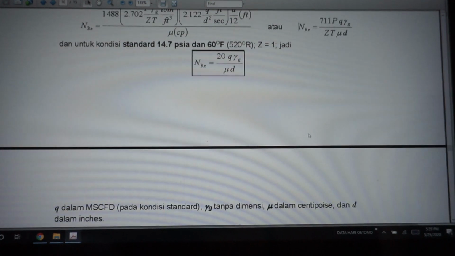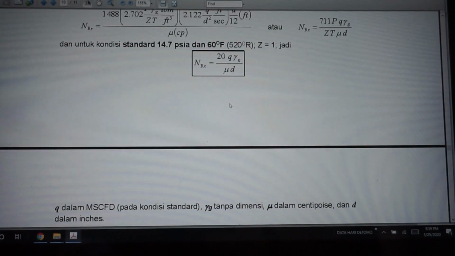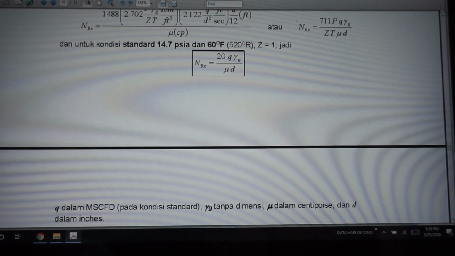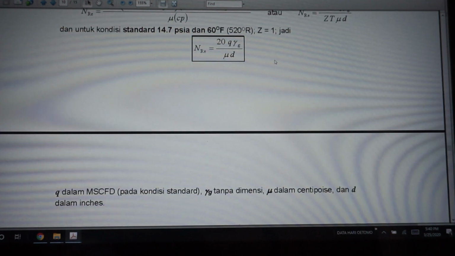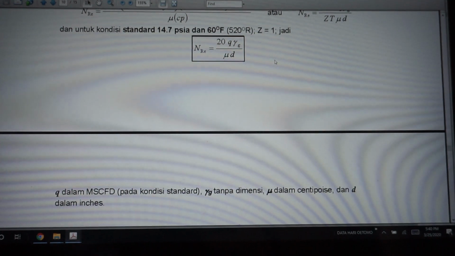So we finish with the Reynolds number. Remember, there are two equations. This one is the Reynolds number if we have P and T at the pressure of the pipe, and this one is for P and T base, where pressure is 14.7 and temperature is 60 degrees Fahrenheit or 520 degrees Rankine, and Z is 1. So if we have a different condition in the pipe, we will have a different number.